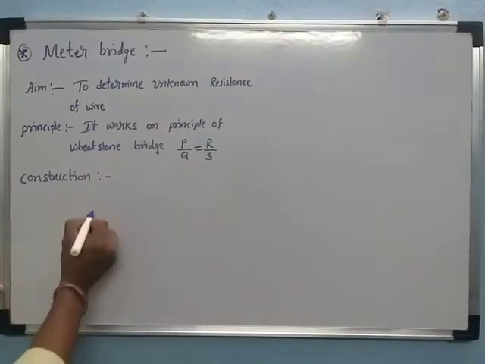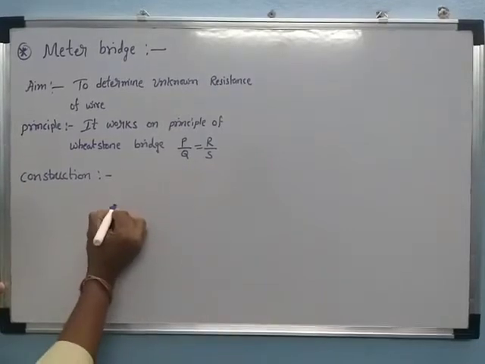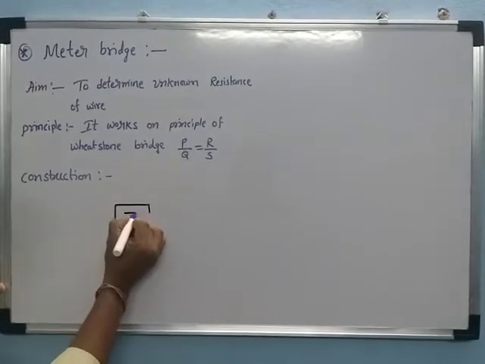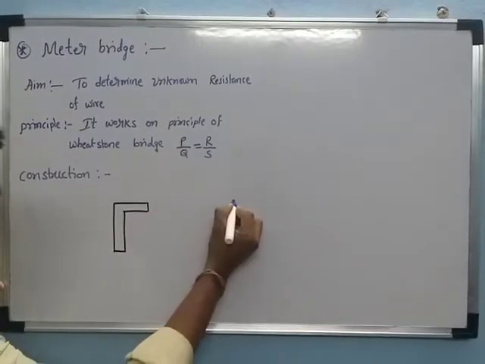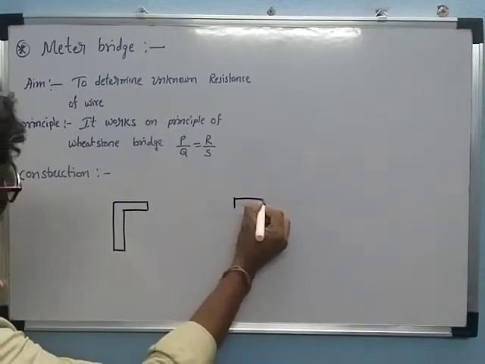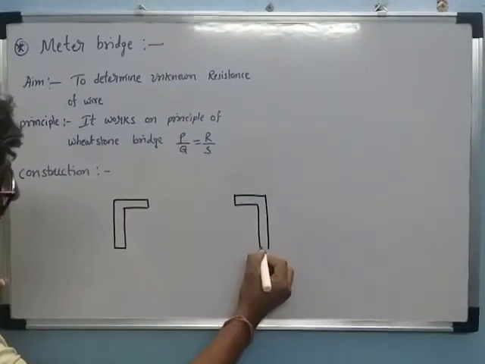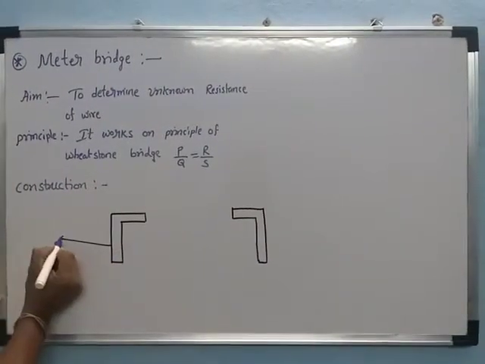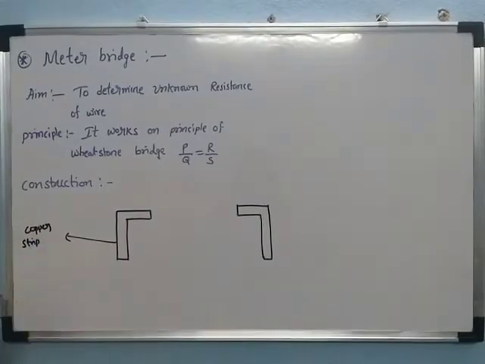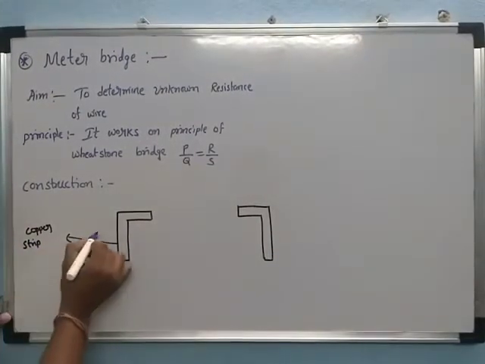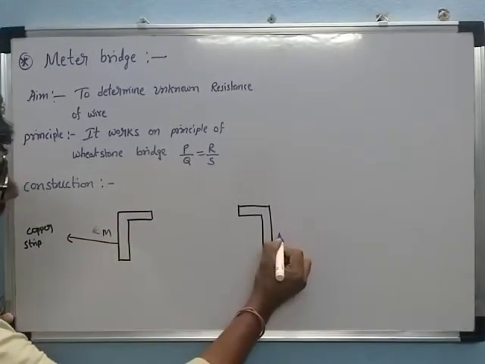Let us consider two L-shaped copper strips. So this is the first copper strip, and this is the other copper strip. These two L-shaped copper strips are denoted by M and N.